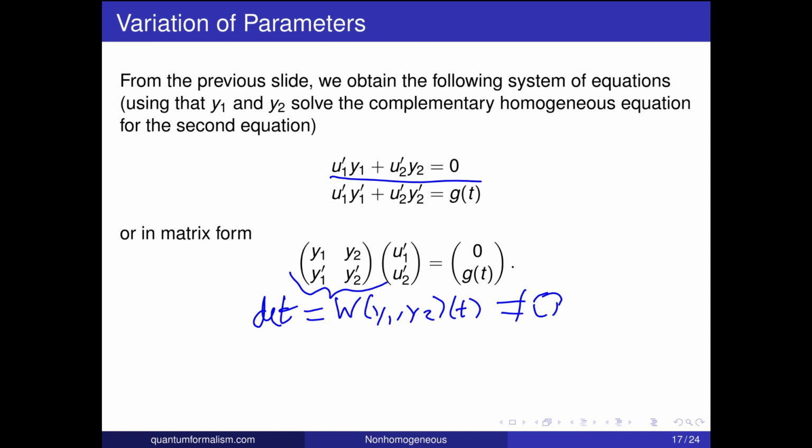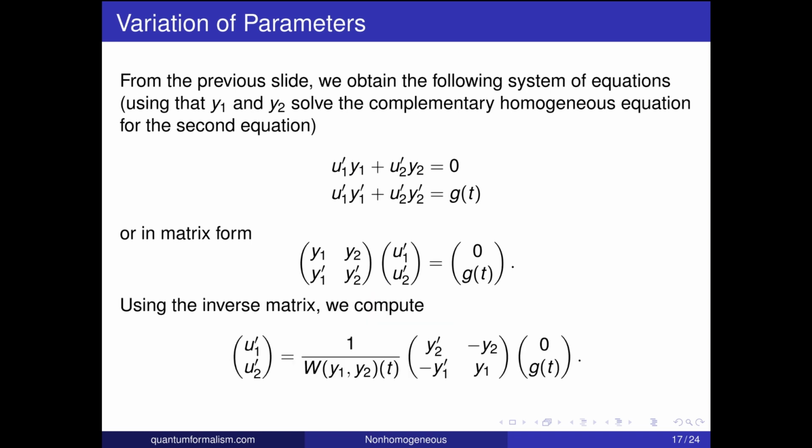Let's multiply by the inverse matrix. So that's dividing by the determinant, so we're dividing by the Wronskian. Then we switch the diagonal entries and throw minus signs on the off-diagonal entries. So we'll get y2 prime, minus y2, minus y1 prime, y1. And that's times the column vector 0, g of t. And because of the 0 here, this will just be fairly straightforward equations for u1 prime and u2 prime.